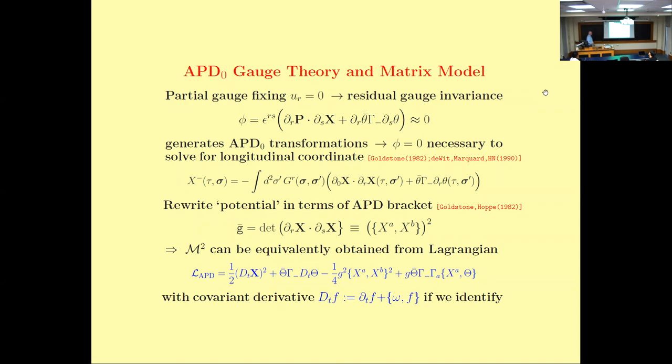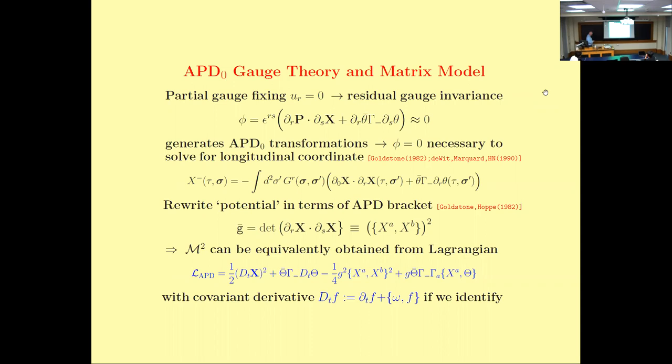But you can also exploit this APD bracket to rewrite it in a more suggestive form. So this is the spatial induced worldvolume metric, or the spatial part of it. And if you now calculate this as a 2x2 determinant, then you see that it can be rewritten in terms of the bracket which I told you before. That's simple algebra. Substitute this into the Lagrangian, and then you see that you get something that looks more and more like Yang-Mills theory, in the sense that Yang-Mills theory also has this quartic contribution, if you replace the Poisson brackets by commutators.